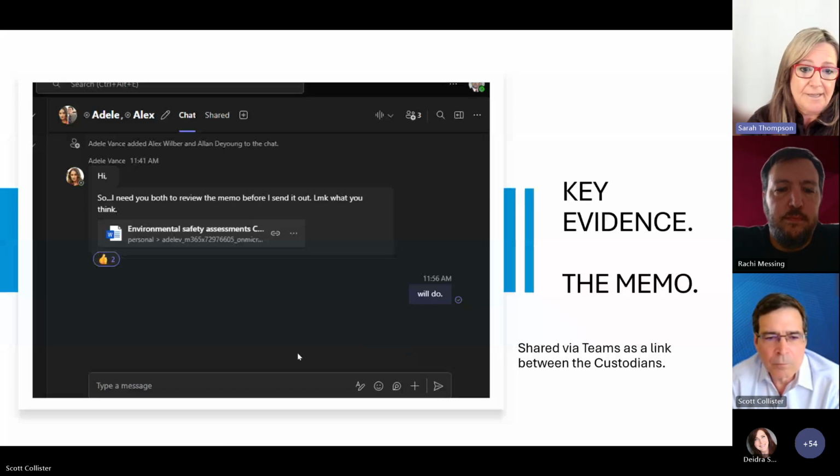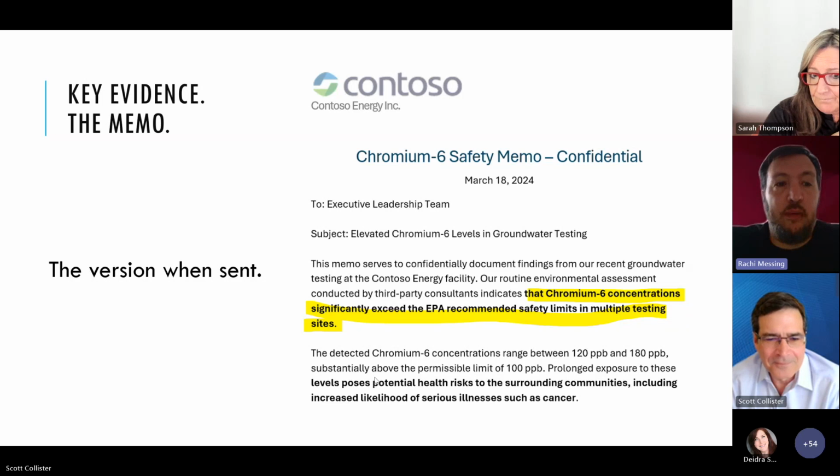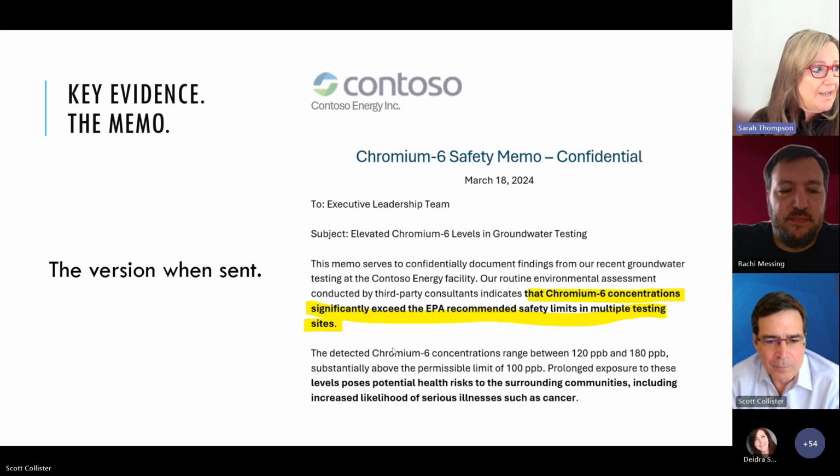So this is, say, the original report that was sent in the Teams meeting. This is the version that it was when it was sent. And it says here, okay, chromium-6 concentration exceeds the EPA recommended safety limits in multiple testing sites. Does that make sense? This is what we're looking for, right? The subject line here is specifically calling out elevated chromium-6 levels in the testing. It's pretty obvious. This is exactly what we need. Increased likelihood of serious illness and cancer. Okay, so let's look at what it is today.